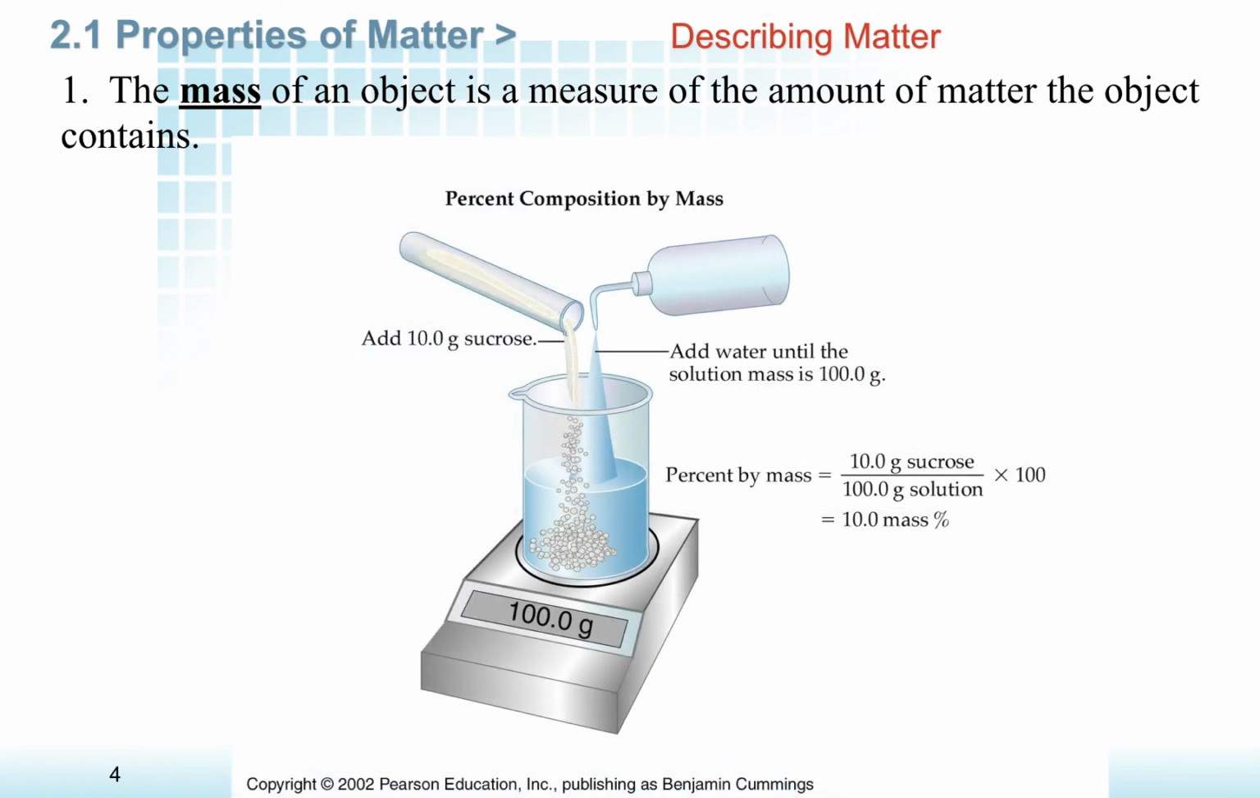Percent by mass. If you take 10 grams of sucrose, which is table sugar, and you add water until the mixture of the sucrose and the water is 100 grams, that's 10% by mass because you have 10 grams of sucrose over 100 grams of solution. 10 divided by 100 grams times 100 for the unit is 10.0% mass.